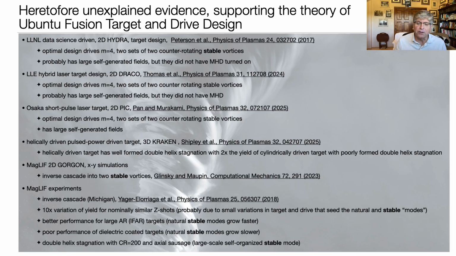Shipley et al. at Los Alamos National Laboratory, when they simulated an automag Z-pinch in 3D, found that it had 2 times the yield of an equivalent maglev target. Finally, Glinsky and Maupin, when they simulated an ensemble in the 2D plane perpendicular to the Z-pinch axis, found that the stagnation always consisted of 2 vortices, whose orientation was set by the initial m=2 perturbation, no matter the size of that perturbation. And there was an inverse cascade consistent with the Z-pinch twisted pair topology in 3D.